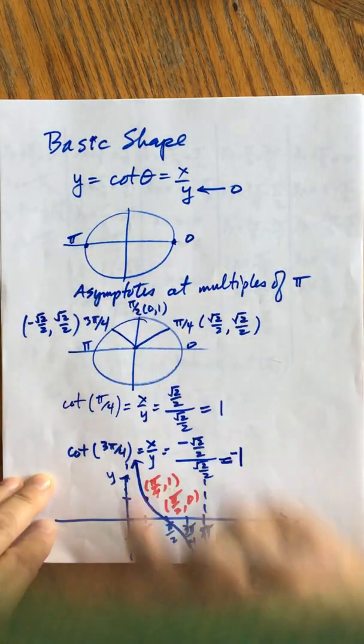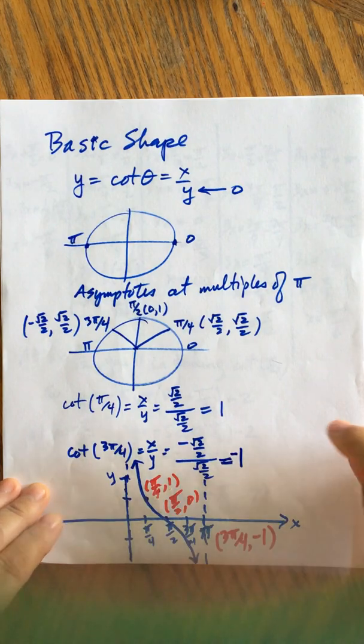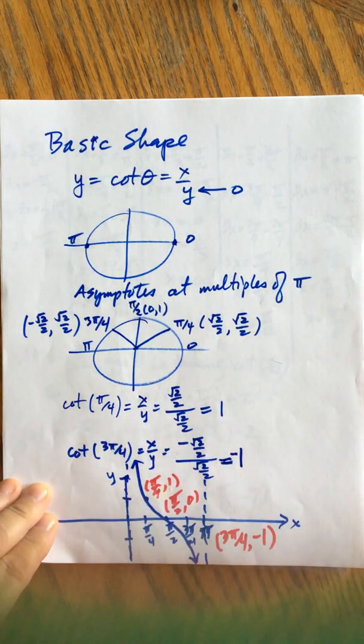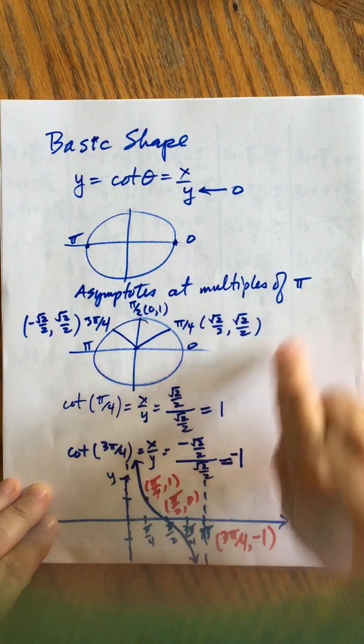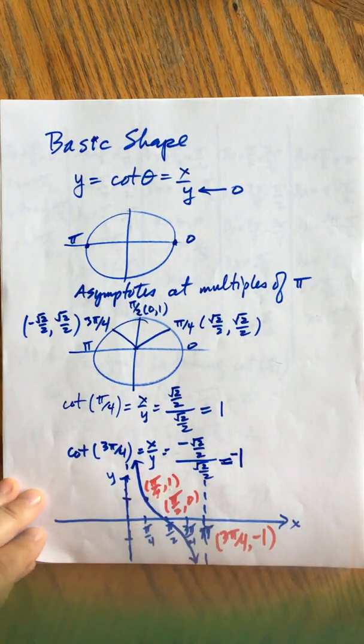So we know at 0 and pi we have asymptotes. So I have here x equals 0, x equals pi. And in fact, this is just one graph. If I kept going, it's multiples of pi, right? So it's then 2 pi, 3 pi, and then negative pi, and so on and so forth.